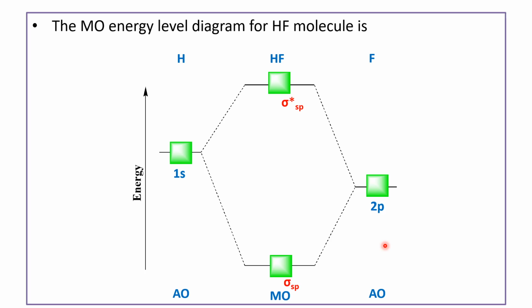Now let us see the filling of electrons. Now we know that there is a single electron from the hydrogen and a single electron from the 2px atomic orbital of the fluorine. So we are having the single electron from the hydrogen, which is from the 1s atomic orbital, and a single electron from the 2px orbital of the fluorine. Now as there are only two electrons, both first move into the bonding molecular orbital, that is the sigma sp. So this is the first electron from the hydrogen and the other electron from the 2px atomic orbital of the fluorine.